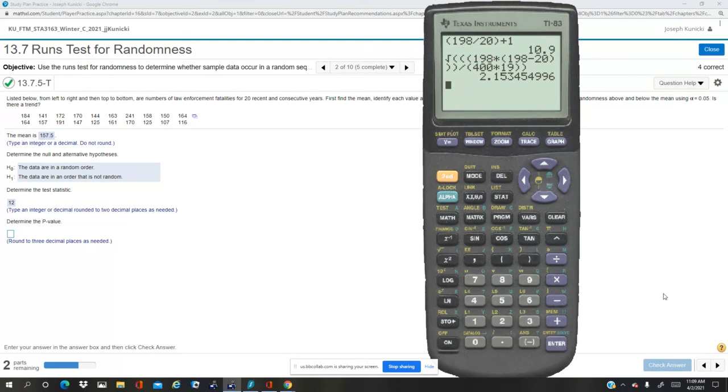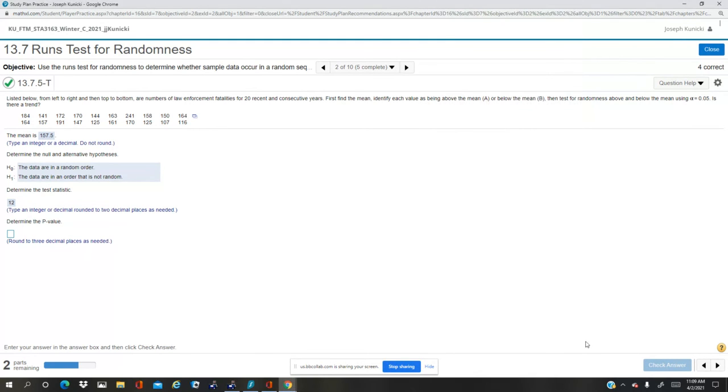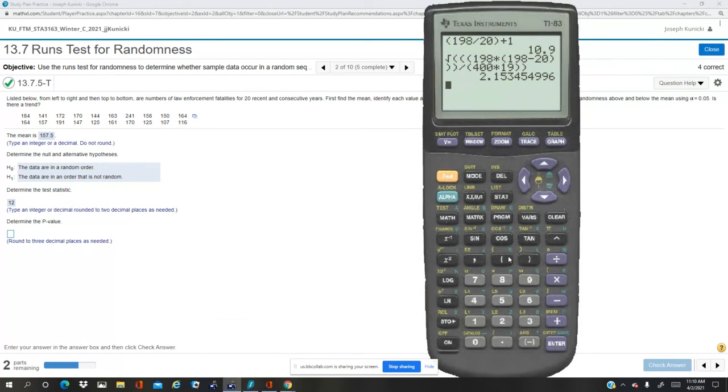Now to calculate z, we've got to take G, which is 12, minus mu, which is 10.9, and divide by sigma. 2.1535 should be close enough. So we get 0.511 to 3 decimal places.